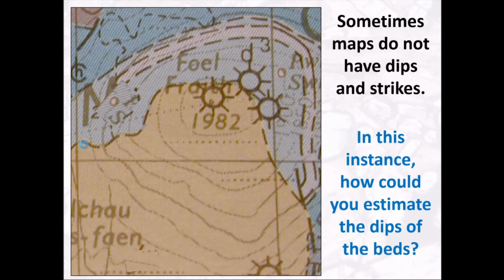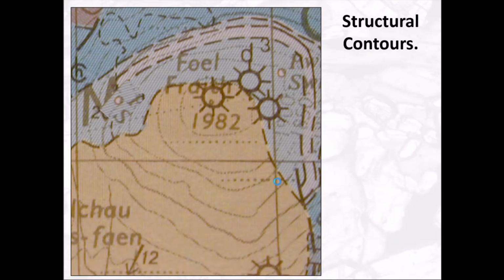So if you have this sort of situation, how could you estimate the dip of the bed? If you think to yourself, maybe from the previous lecture from last week, you should arrive at the answer of maybe structural contours. Now, in order to draw structural contours for a bedding surface, we need to be able to join points along the geological boundary where we know the height of it.